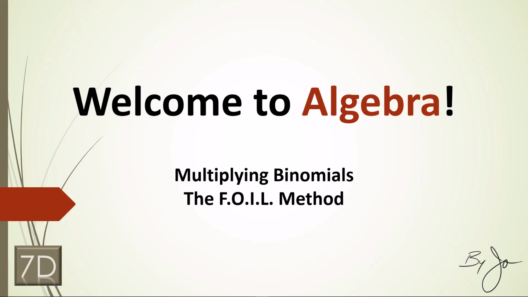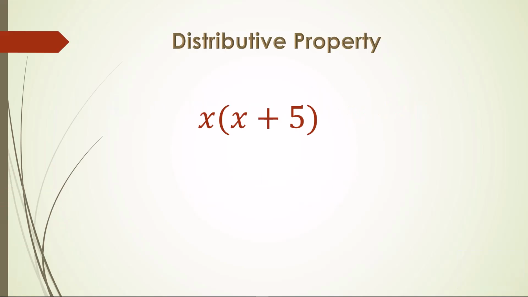Welcome to Algebra, multiplying binomials using the FOIL method. In the last lesson, we revisited the distributive property first introduced in an earlier lesson and used it with expressions like this, distributing the x term to both inside terms, resulting in x squared plus 5x.